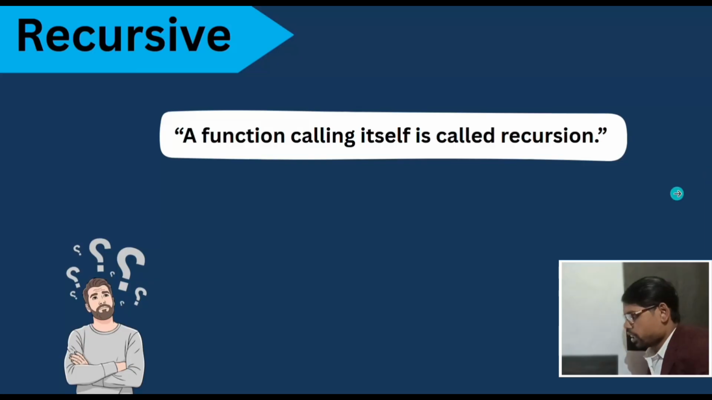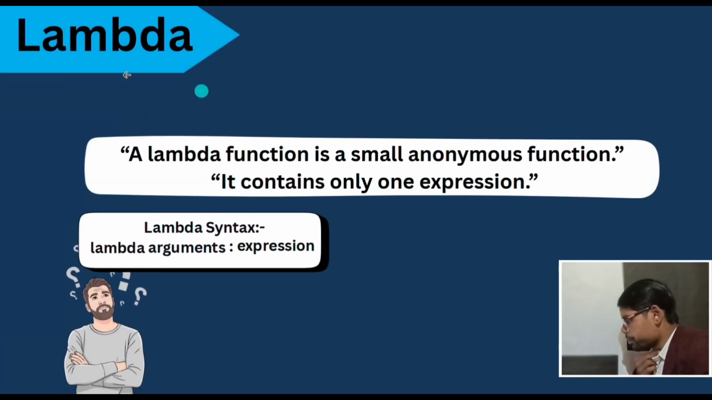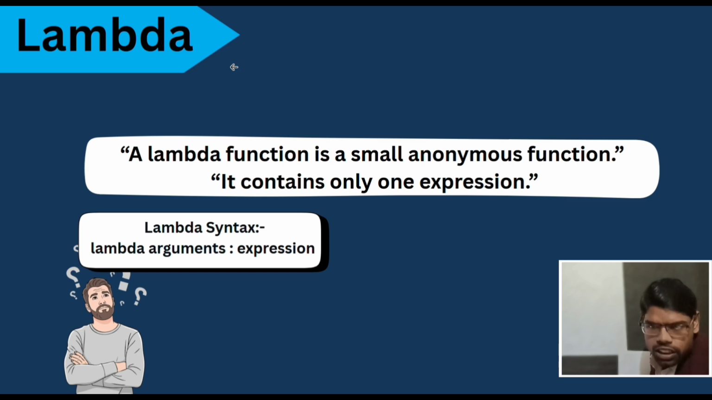Next, lambda function. Yes, the lambda function is very important. A lambda function is a small anonymous function. It contains only one expression, not many expressions, only a small expression. This is the syntax. First the lambda keyword, then the arguments, which are the parameters, then a colon and the expression. As you can see.